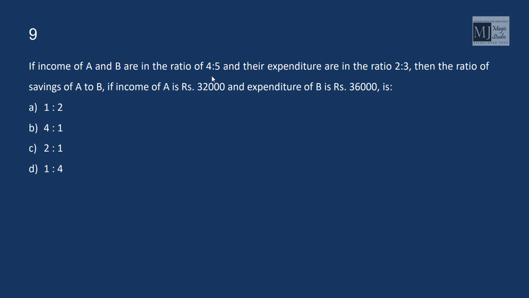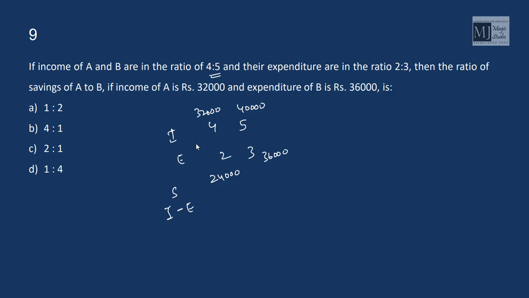If income of A and B are in the ratio 4:5 and their expenditure are in the ratio 2:3, find the ratio of savings. Savings is income minus expenditure. If income of A is 32,000, then 5 should be 40,000, and expenditure of B is 36,000. 36,000 means 3, that is 12, so 2 means 24,000. Savings of A is 32 minus 24, that is 8,000, and for B is 4,000. Ratio is 2:1.